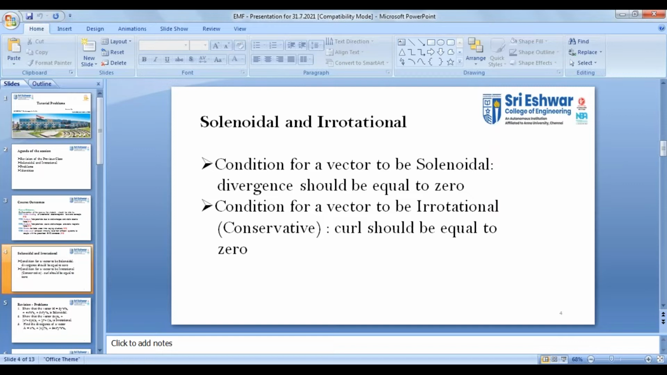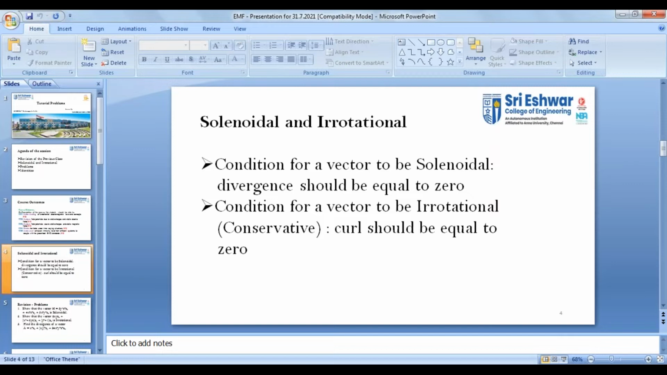The dot product has to be done with the given vector and the del operator. Can anyone tell what is the mathematical definition of del? Because you don't have the option to put it in the chat box, you kindly unmute and tell the answer. Anyone? ∂/∂x ax plus ∂/∂y ay plus ∂/∂z az. Yeah, very good. Anjali and Divya both have answered. So it is ∂/∂x ax vector plus ∂/∂y ay vector plus ∂/∂z az vector is the definition for del.